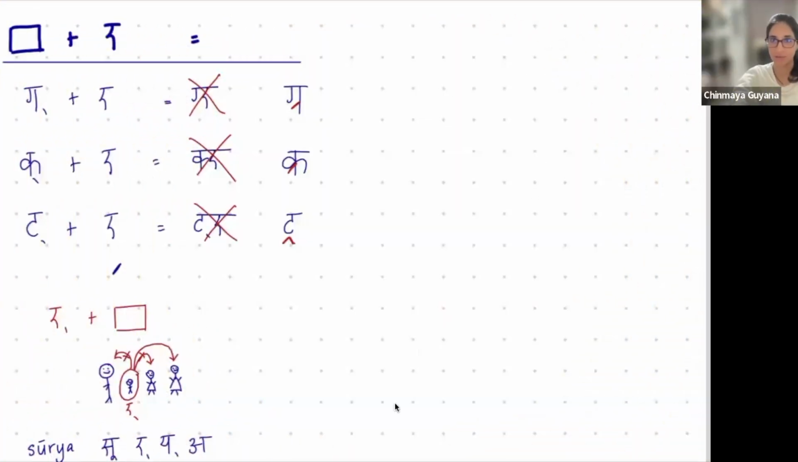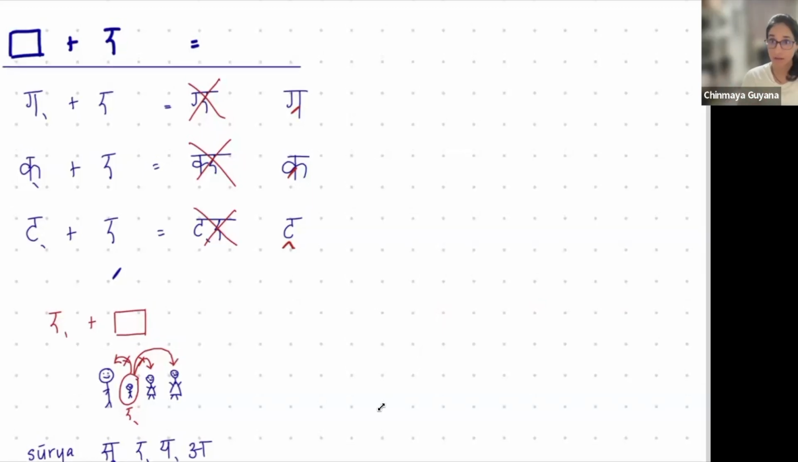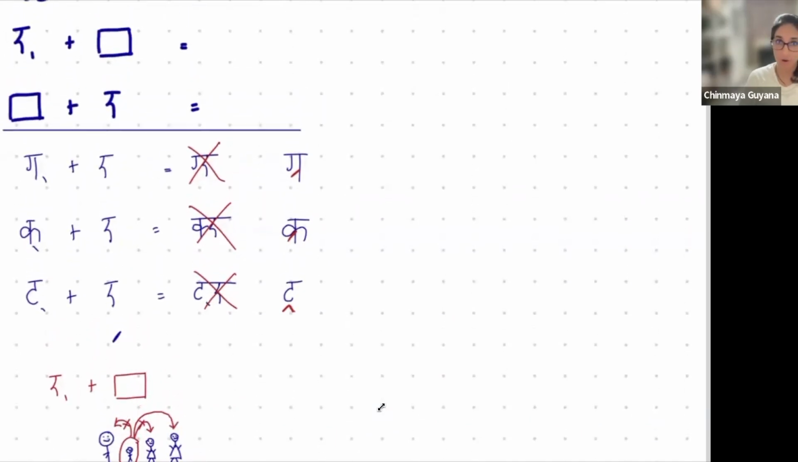All right. So yesterday we saw how to deal with the r in a conjunct consonant, whether it comes first or whether it comes second. We saw what happens to r. R is an independent character, and so whatever the regular letters do, he does the opposite. When he comes after, which is what we saw first, he's supposed to remain as is.